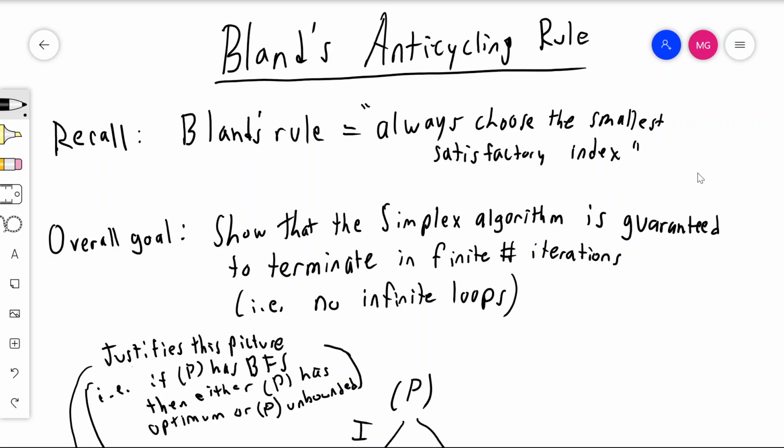So in phase 2 of the simplex algorithm, we said that the simplex algorithm, when run with this convention called Bland's rule, was guaranteed to terminate. And we just took that for granted in that video, and so in this video we'll prove that fact that we took for granted there.